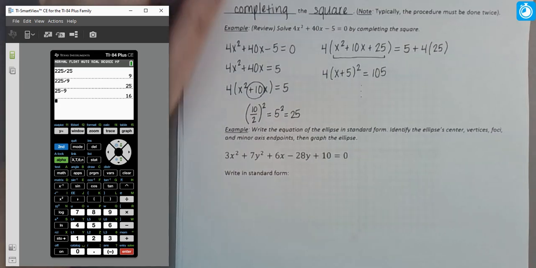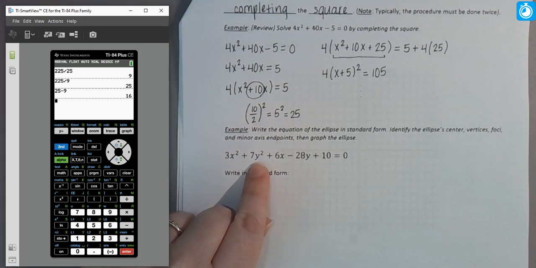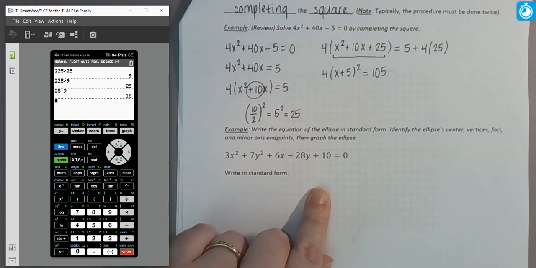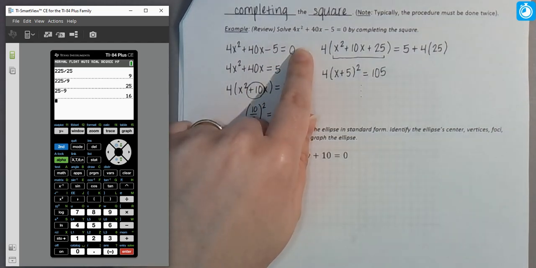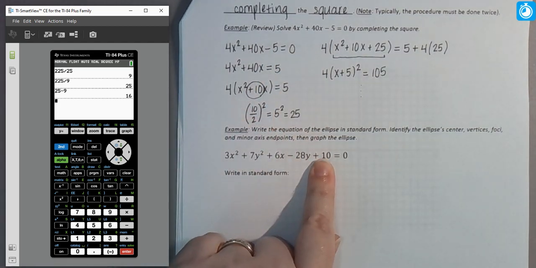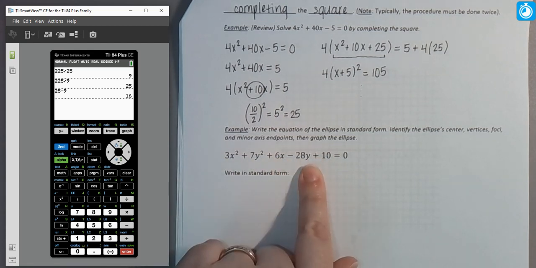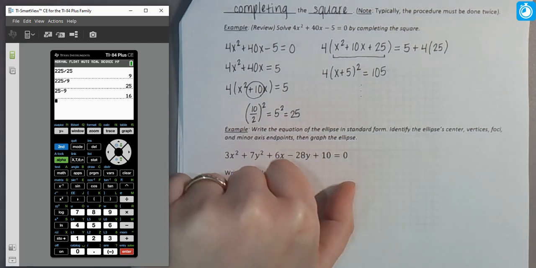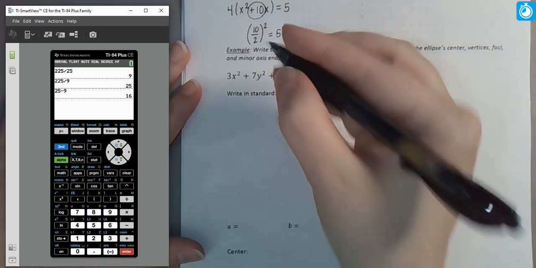So essentially, I need to do what I did here, but I need to do it both for x and for y. So I'm going to do a couple things in the first step. Notice here, first thing we had to do was move that constant over. So in this case, we're moving the 10 over. And then I'm going to rearrange things a little bit so that all of the x terms are together and all of the y terms are together. So do a couple things in one step.